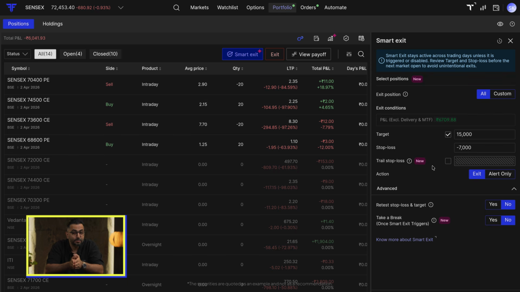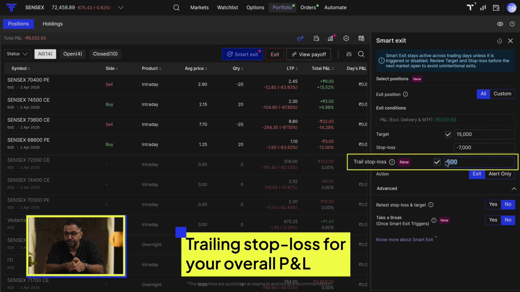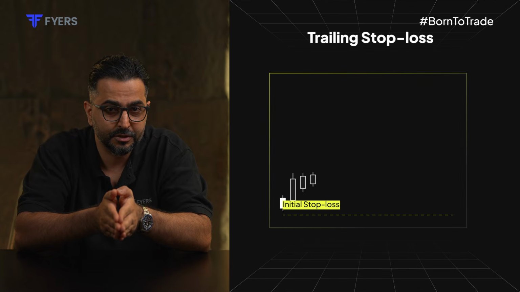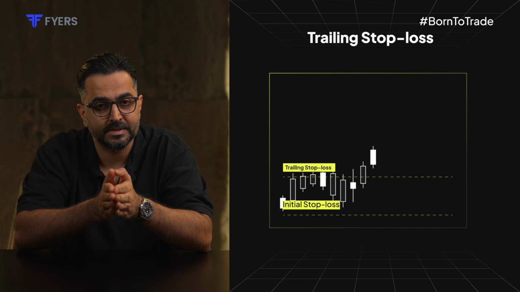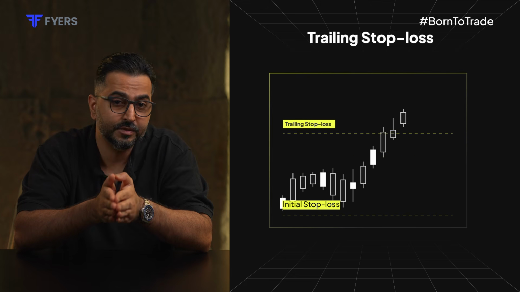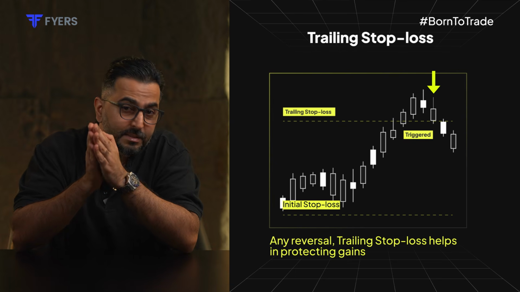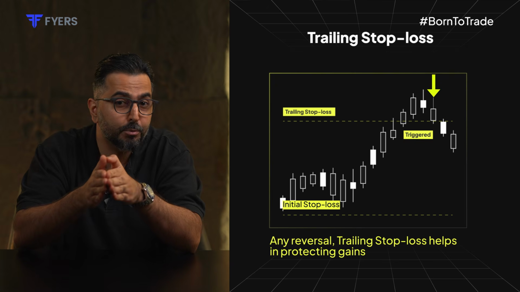Second, in fast-moving markets, managing your risk, especially trailing your stop losses manually, is difficult. You might have heard about trailing stop loss at a position level, but Smart Exit brings it at an overall P&L level. Trailing stop loss is a feature that automatically moves your stop loss up as your P&L climbs. As your overall P&L moves up, your trailing stop loss moves with it. So if there is a sudden spike or a reversal, your trailing stop loss kicks in and protects the gains that you've already made.